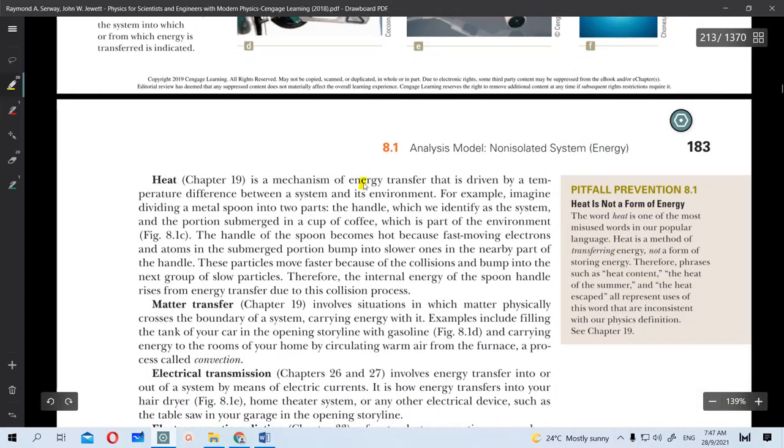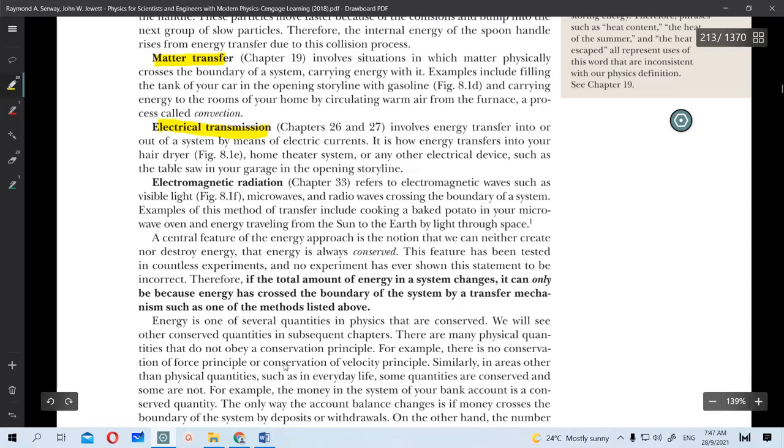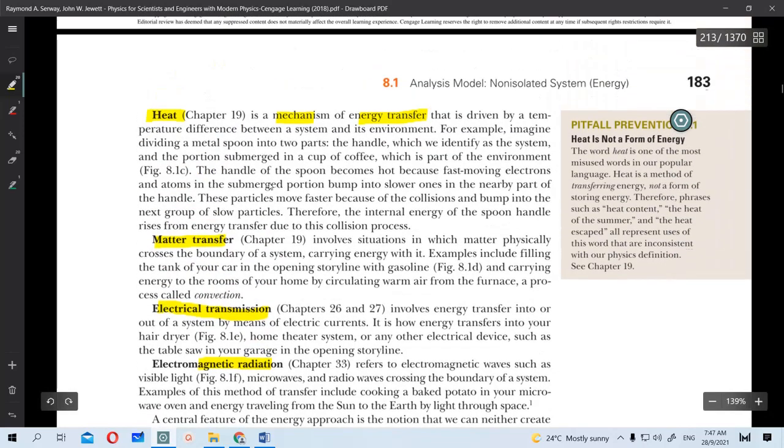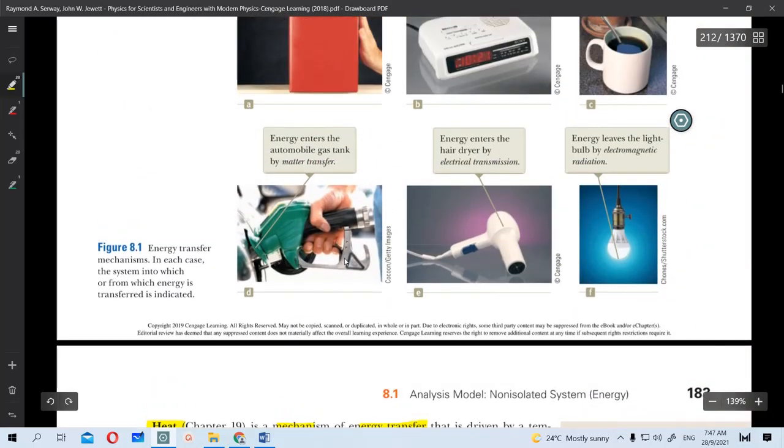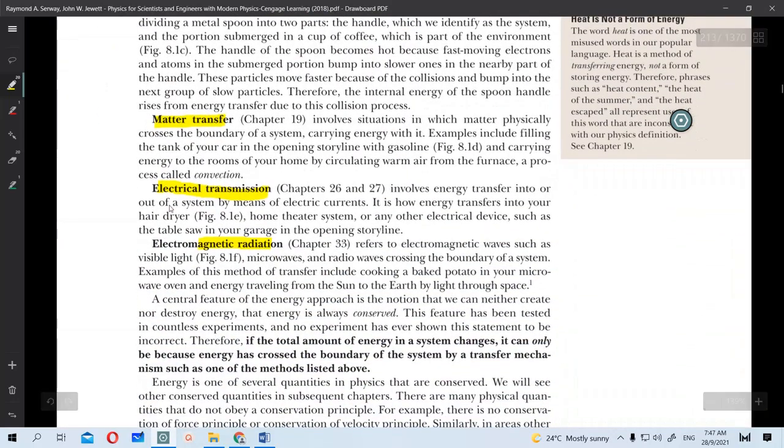Another mechanism of energy transfer is what we call heat. This would be in physics too. Another is matter transfer, electrical transmission. Okay, you have learned this in the idea of, for instance, power, electromagnetic radiation. Alright, now out of everything, you will find in general there are three things that we are going to, 3 to 4, okay, let me jot it down.